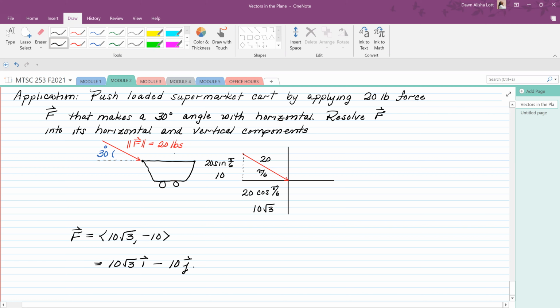So the negative is because the force points down. Okay. Any questions about that? No.